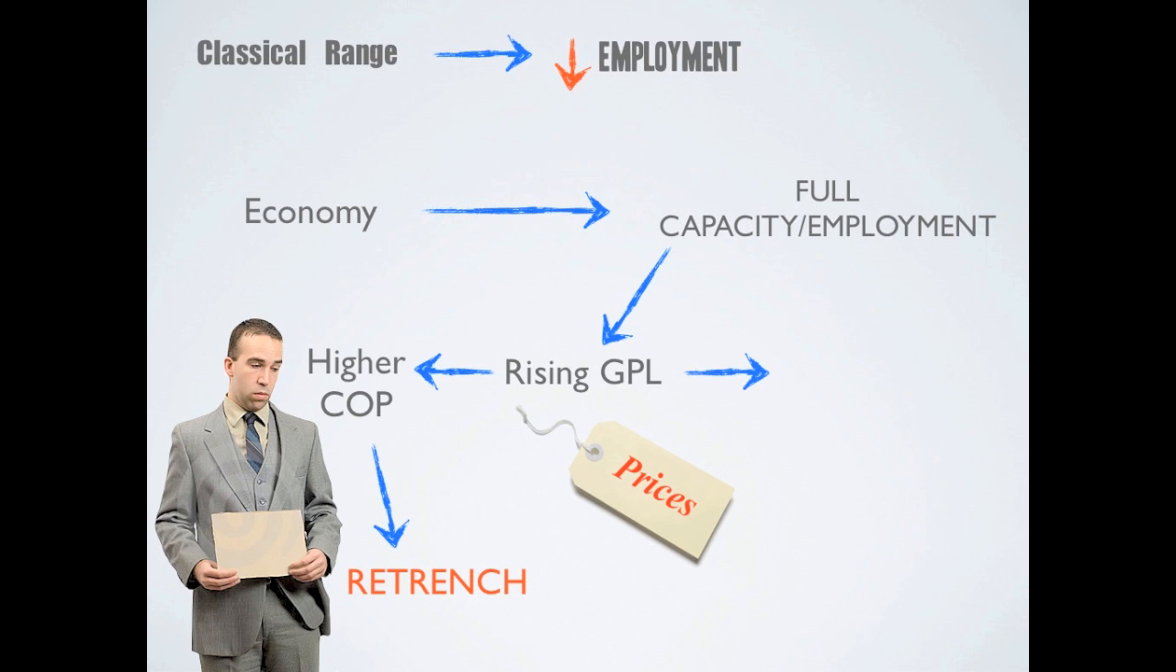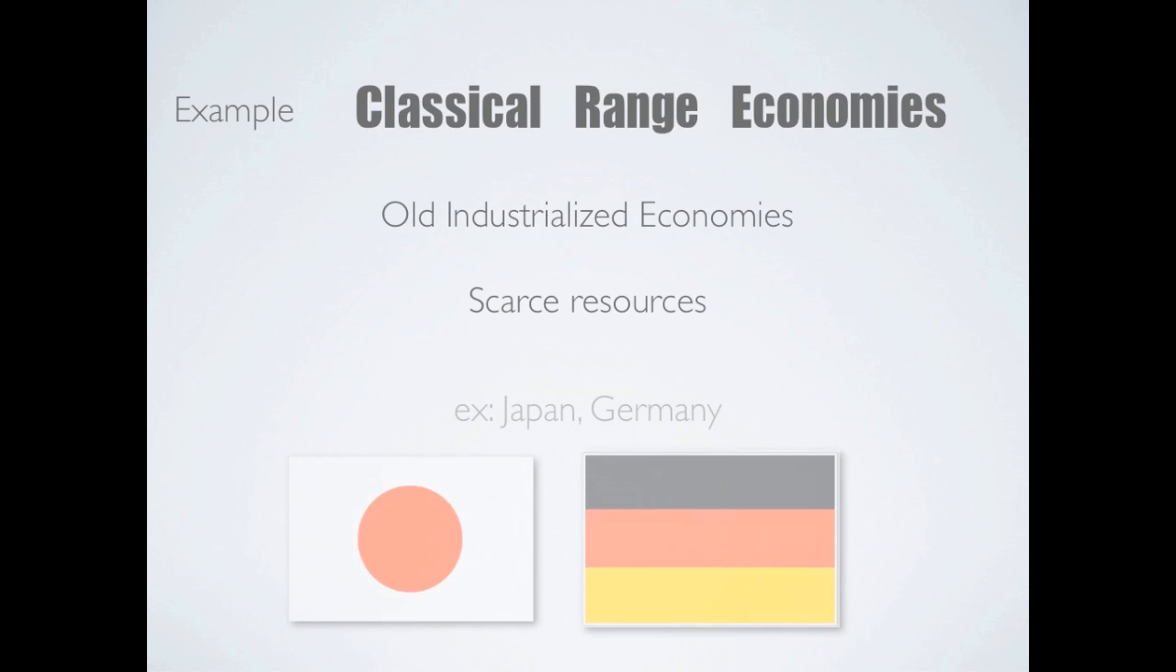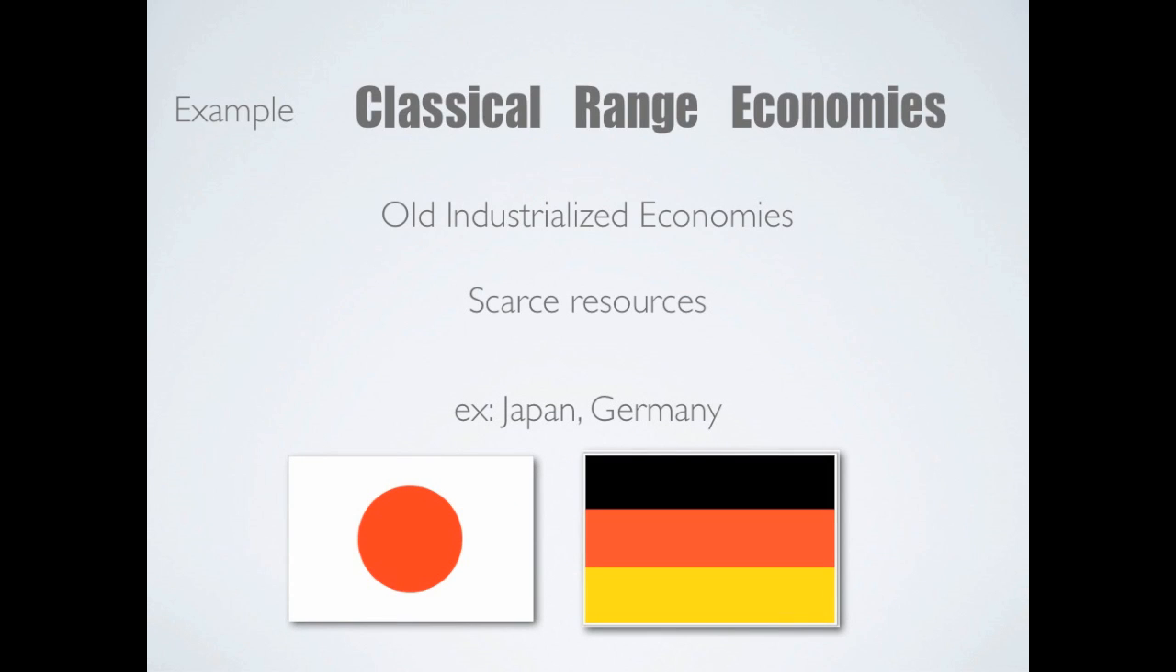And at the same time, labor unions will demand increasing wages to keep the standard of living high. That will add to the cost of production again, and that causes firms to retrench workers, causing a fall in employment level. An example of those classical range economies are those old industrialized economies that have scarce resources, and these, for example, are Japan and Germany.